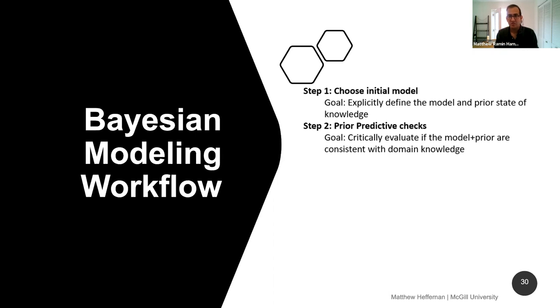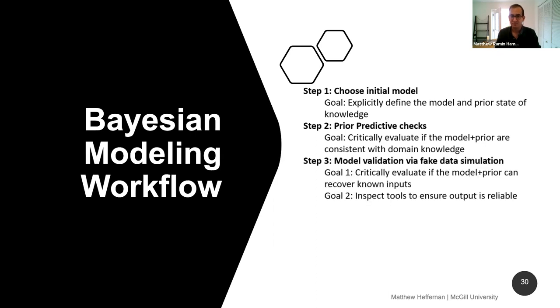The second step in a Bayesian modeling workflow, we're going to call prior predictive checks. What this does is you evaluate your model and your prior together. You take samples from your prior and run them through your model, and then evaluate if the output of that is really consistent with domain knowledge. So does it look right? Are things consistent? If you start to see features that maybe are unrealistic or just completely outside the realm of possibility and are not what you should expect at all, then this lets you go back and maybe improve or modify your initial model or prior.